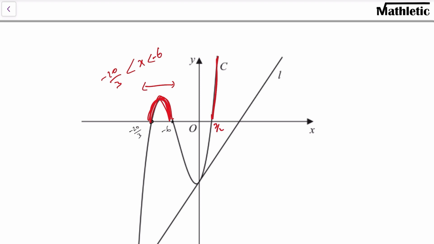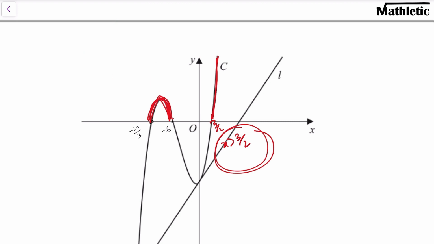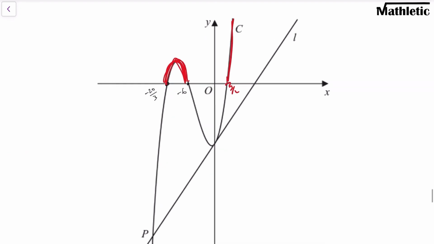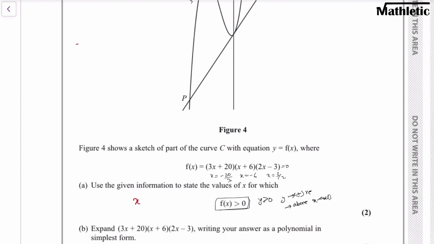So x has to be greater than 3/2. So that's the result: x greater than -20/3, less than -6, and then x is greater than 3/2. So that's the answer for 10A: -20/3 less than x less than -6, and x greater than 3/2.